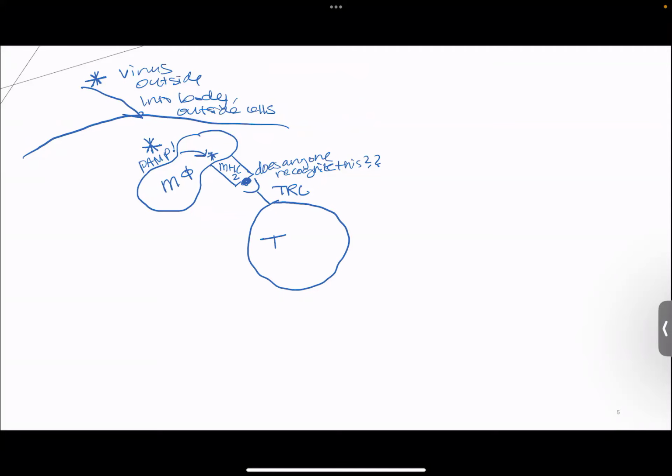And because this is being presented on MHC2, we know that this is a specific kind of T cell that has a specific marker on it called CD4. CD4 sees MHC2, always and only. MHC2 is only seen by CD4, and CD4 always sees MHC2. That's the interaction there. So because this is presented on MHC2, we know it's going to be interacting with CD4. So we know if it's a CD4 positive, it has to be a T helper. And right now it's naive. It's never been activated before.